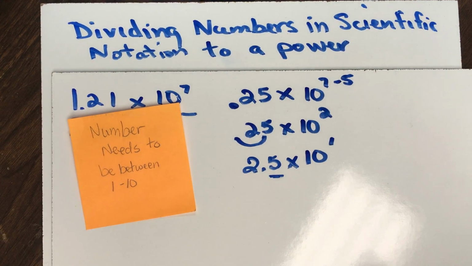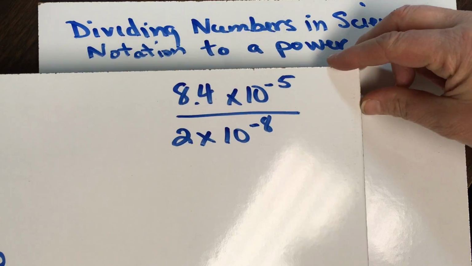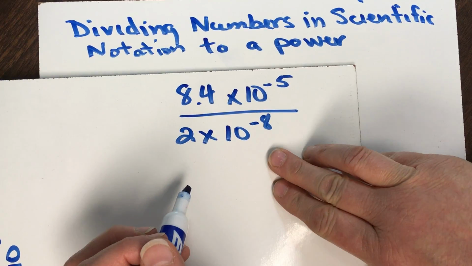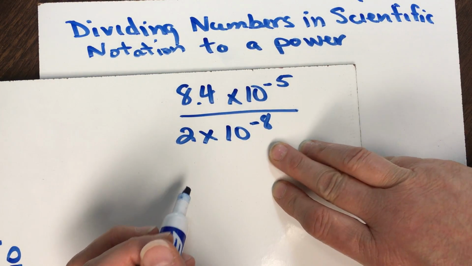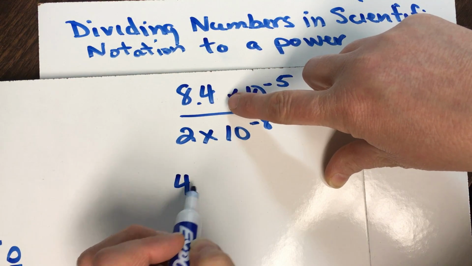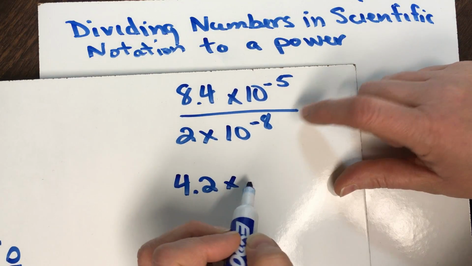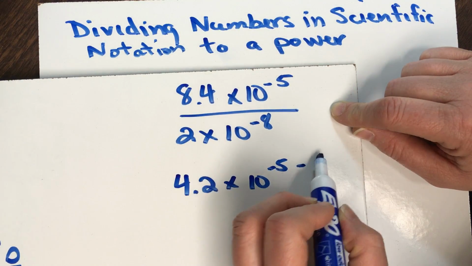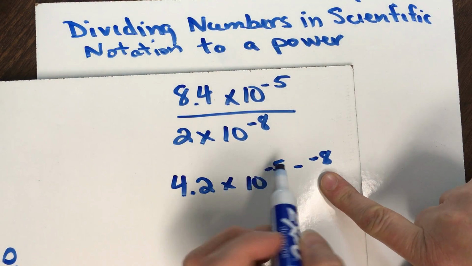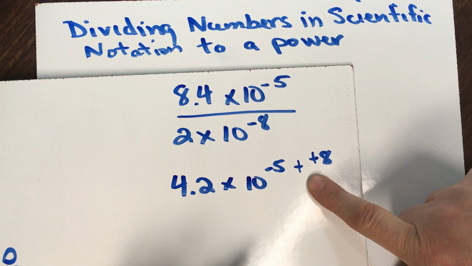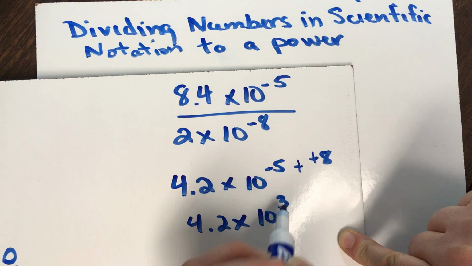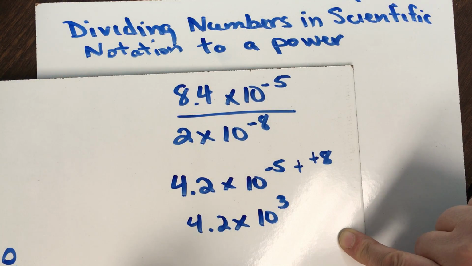All right, let's take a look at a third example. So we have 8.4 times 10 to the negative 5th divided by 2 times 10 to the negative 8. So we're going to divide these first so that it ends up with 4.2, and then I'm going to do these pieces. So I have 10 to the negative 5th divided by, actually, this piece. We set it up like this, and I have 4.2 times 10 to the third.